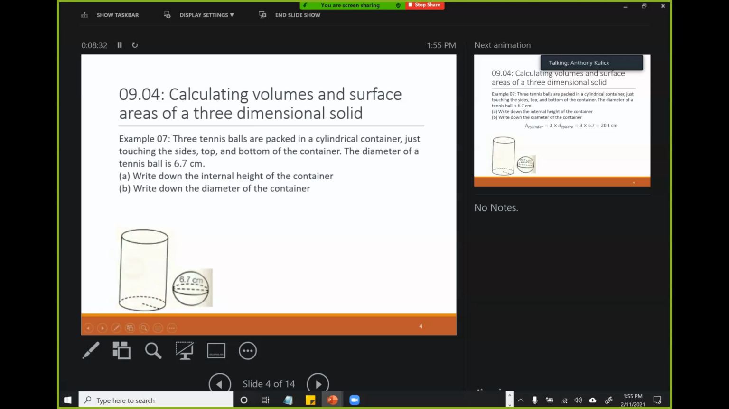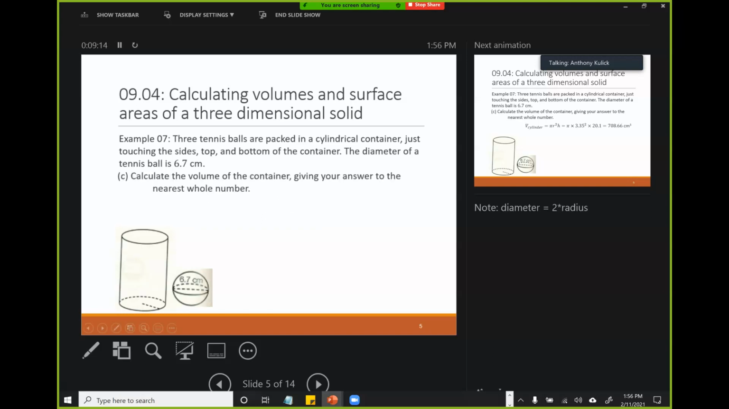So the internal height of the container, what's that going to be? 6.7 times 3, right? We just stack up 3 tennis balls and they fit exactly the inside of the container. The diameter of each tennis ball is 6.7, so 6.7 times 3. The diameter of the container is 6.7. It's got to be the same as the sphere. Remember, the balls are touching exactly the top and bottom of the cylinder and the sides of the cylinder. That was easy.